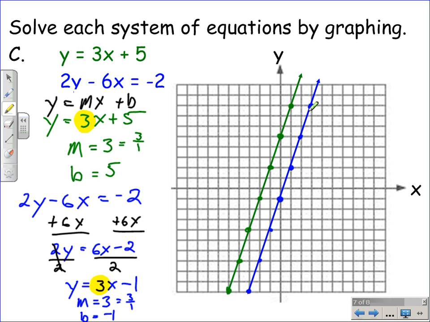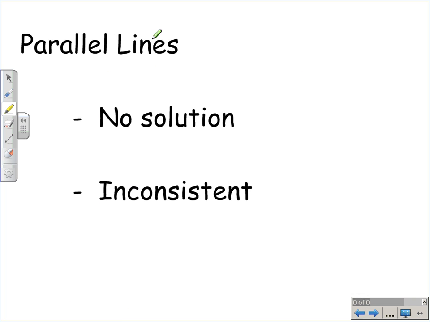So when we go to solve this system by graphing, these two lines are never going to cross, so there's no solution here. And that brings me to my last slide. If we have parallel lines, the solution is no solution, and we call that special situation inconsistent.